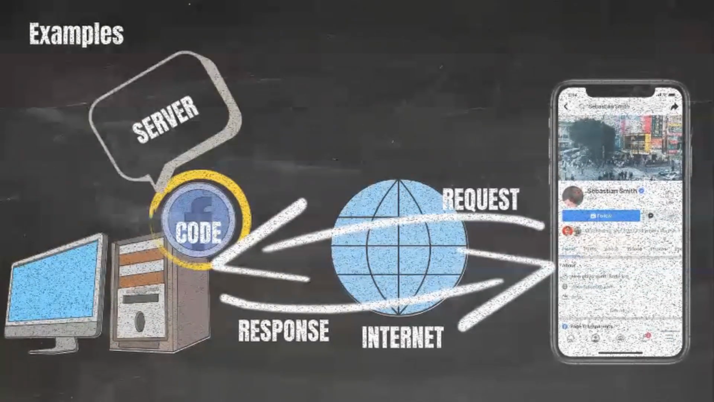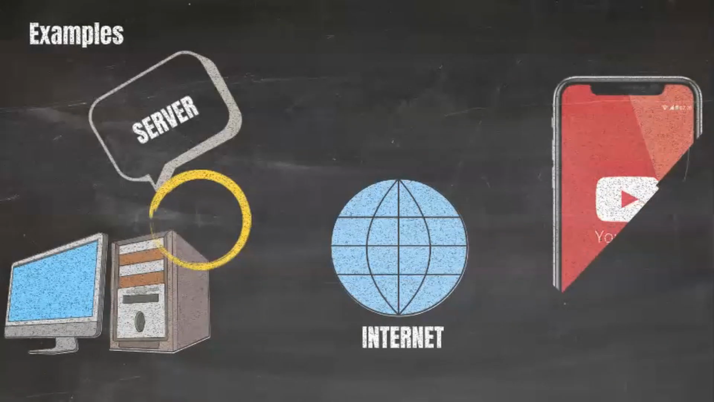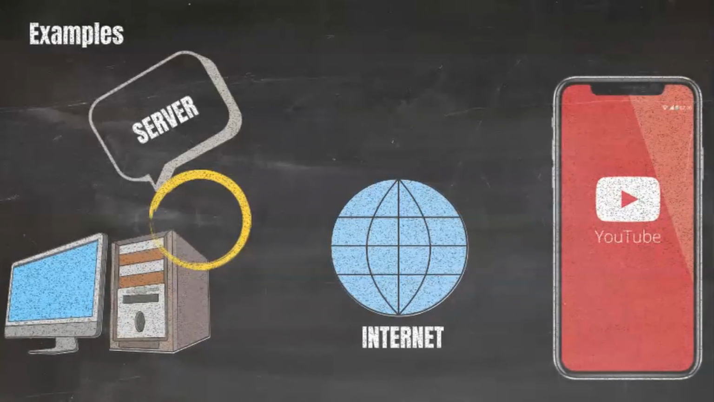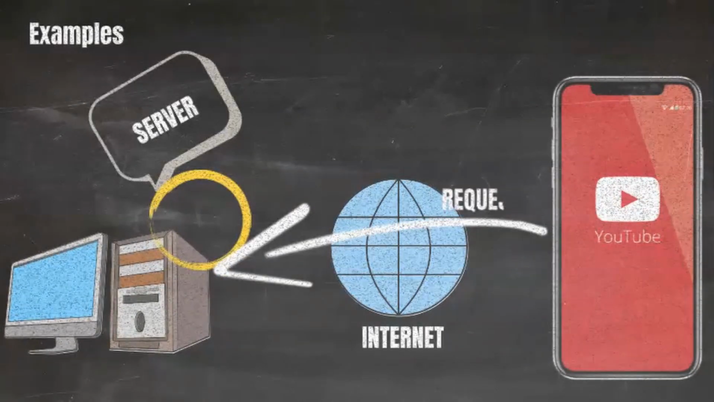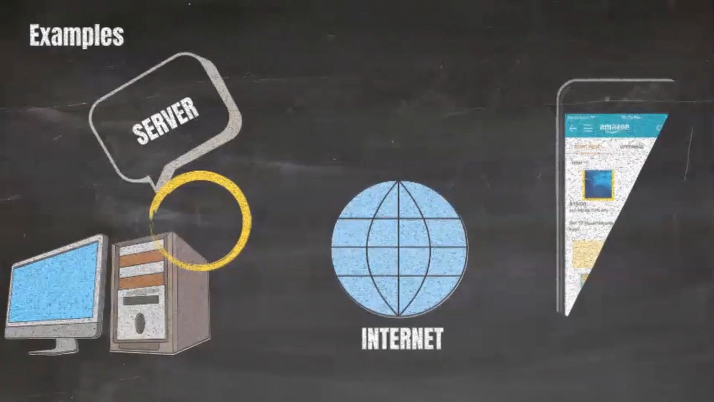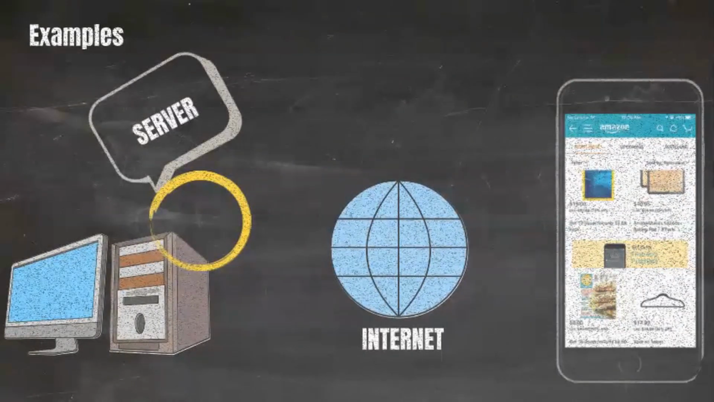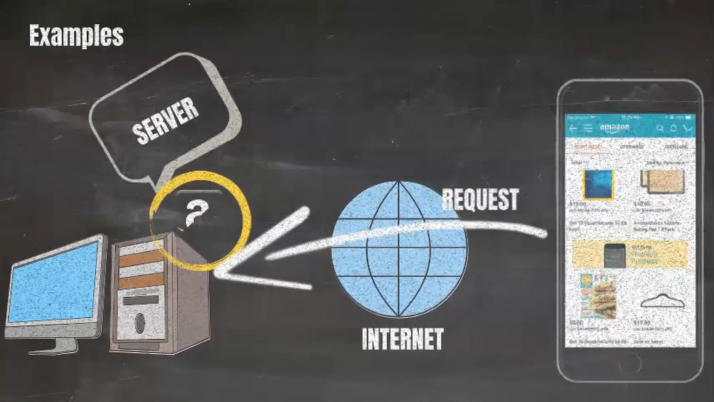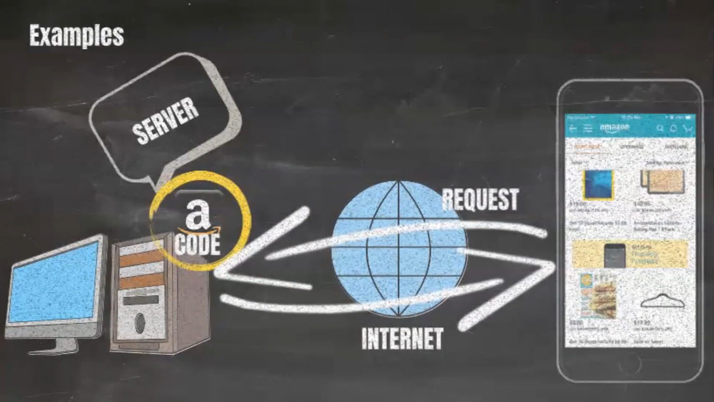Likewise, if you are looking for a YouTube video, the request goes to the YouTube server. That means it goes to the place where the YouTube code is running, and it will respond with the corresponding video. If you are using a shopping application like Amazon and looking for your orders, it will go to the Amazon server, or the server where the Amazon code is running, and it will respond with the corresponding details. So these are a few examples of various servers.